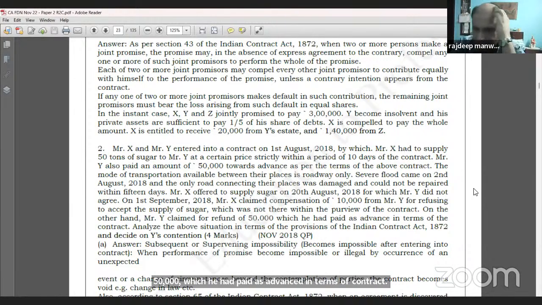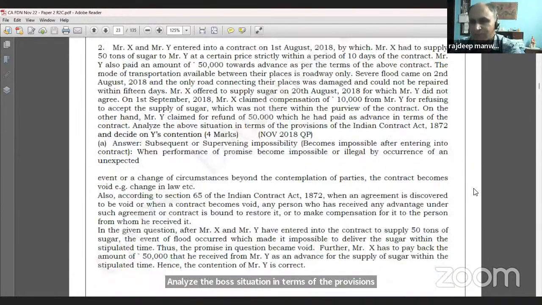This is impossibility of performance. If there is floods and you cannot supply the sugar, the contract becomes null and void. So whatever money advance Y has paid, he can recover it back. Read the answer.